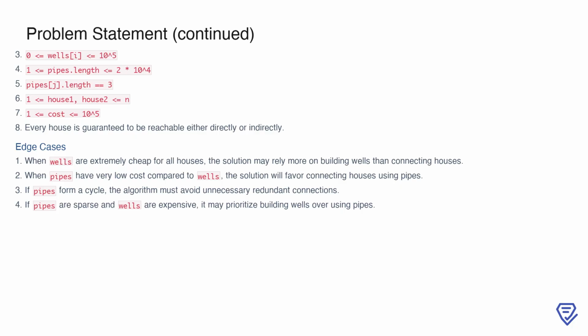Edge cases to keep in mind include situations where building wells is significantly cheaper than using pipes, in which case the solution will prioritize wells over pipes. On the other hand, if pipe connections are very inexpensive, the algorithm will prefer connecting houses through pipes. Additionally, the solution must avoid redundant pipe connections if cycles exist in the network. Sparse pipe connections combined with high well costs may lead to a strategy that builds more wells rather than relying on pipes. These considerations will ensure that the solution is both correct and optimized for all scenarios.